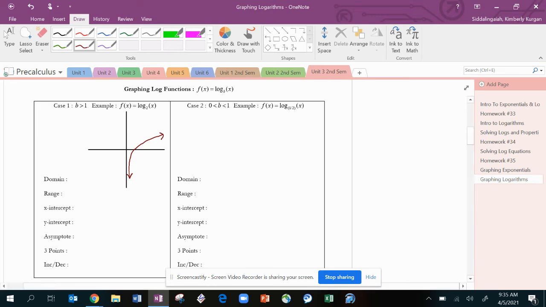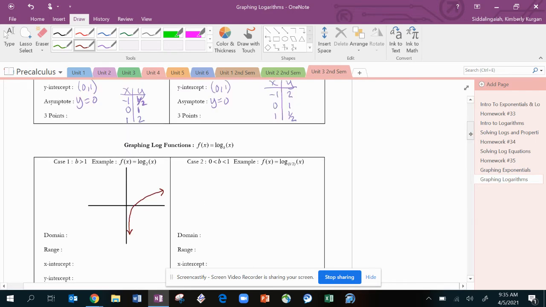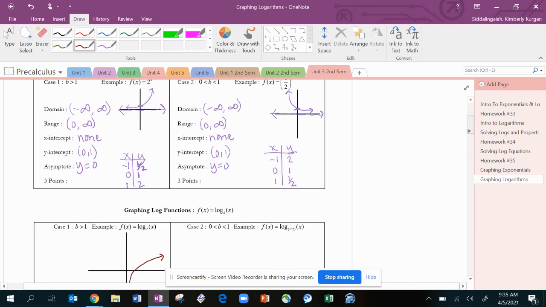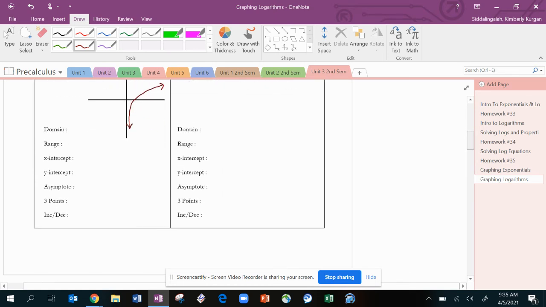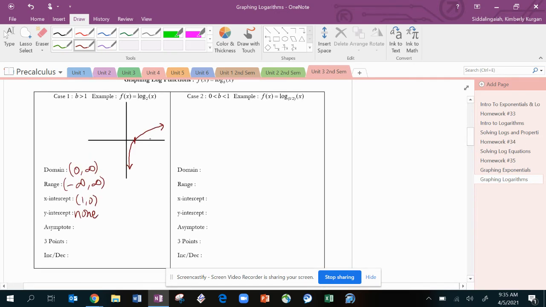All right, because it's the inverse of an exponential, the domain and range are going to get flipped here. So the domain is 0 to infinity, and the range is all real numbers. We do have an x-intercept. It's 1, 0, but no y-intercept. The asymptote, well, it used to be along the x-axis. Now it's along the y-axis. So it's at x equals 0.